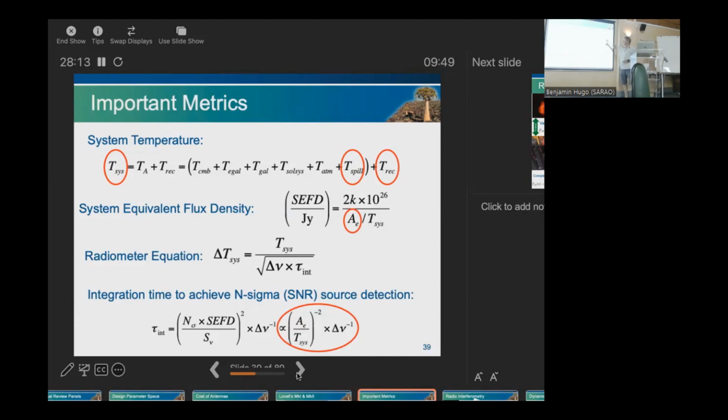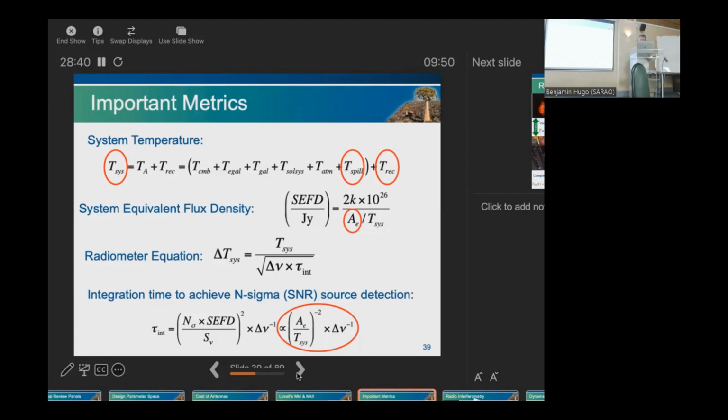You want the effective aperture to be as big as possible, because in the end, the sensitivity parameter is the effective aperture divided by the system temperature. So you want effective aperture as big as possible and system temperature as low as possible, because when you go through the equations, the radiometry equation in particular, you find the length of time it takes you to observe is the inverse square of A over T.